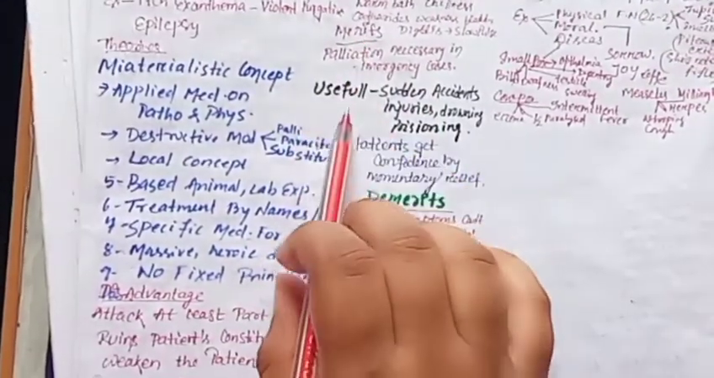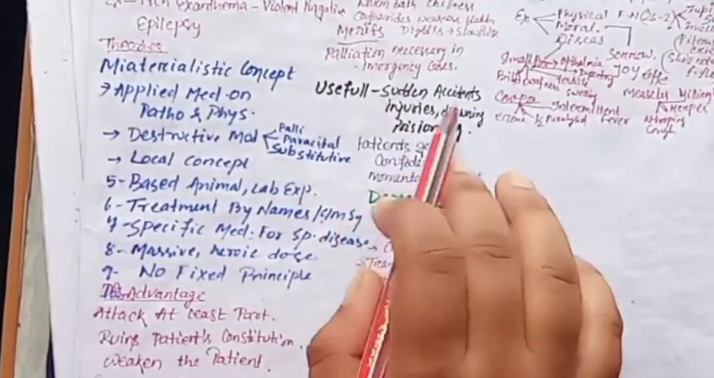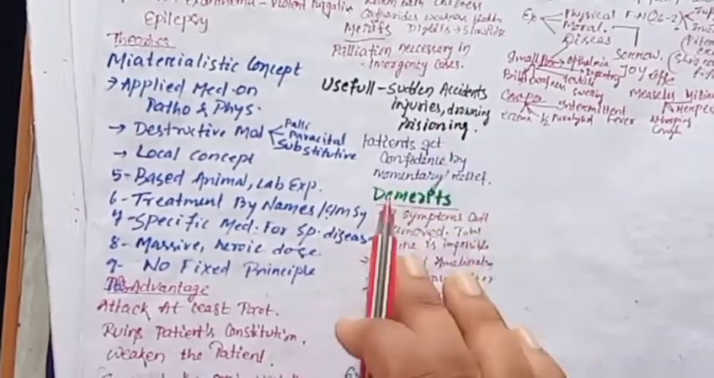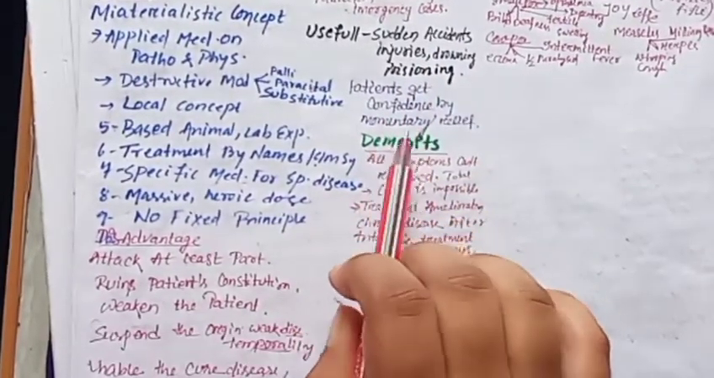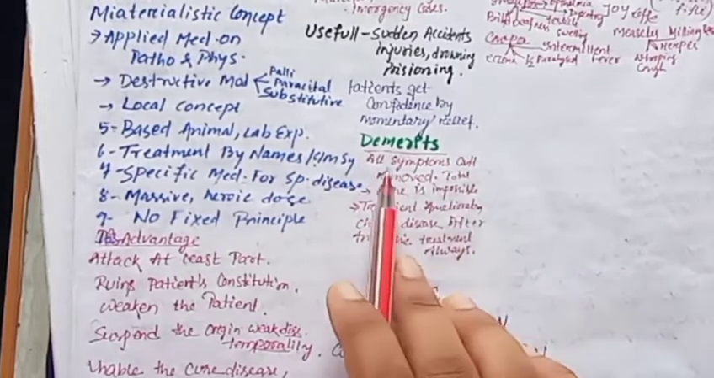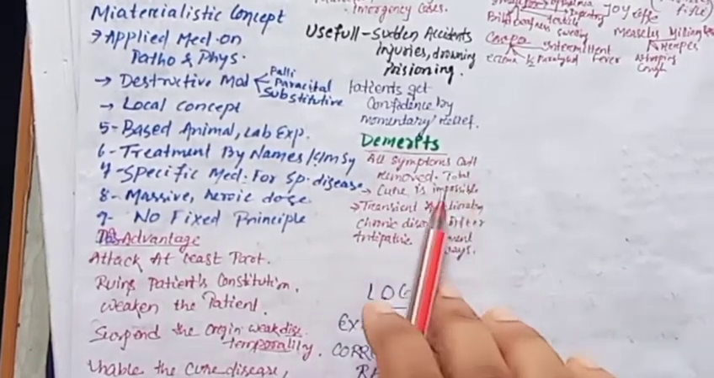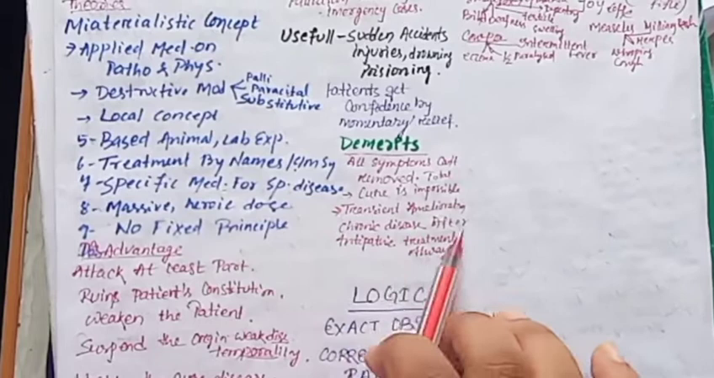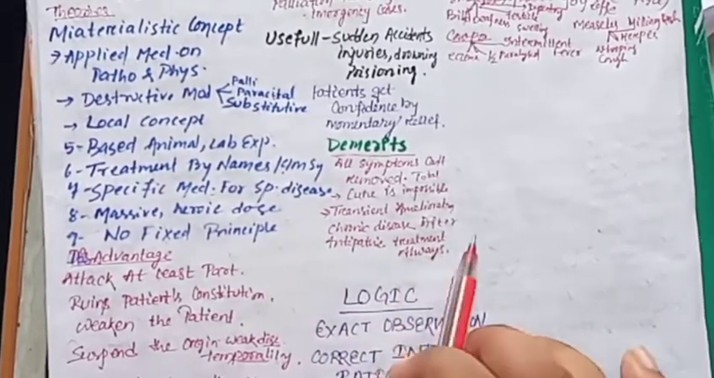Merits: palliation is necessary for emergency cases. So it has merit and is useful in sudden accident, injury, drowning, and poisoning cases. The patient gets confidence by momentary relief. What are the demerits? All symptoms cannot be removed. Total cure is impossible; there is only transient amelioration. Chronic disease after antibiotic treatment always becomes incurable.